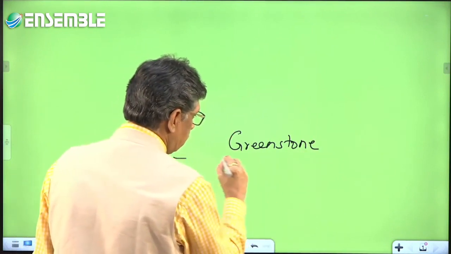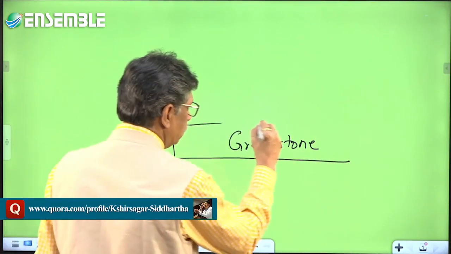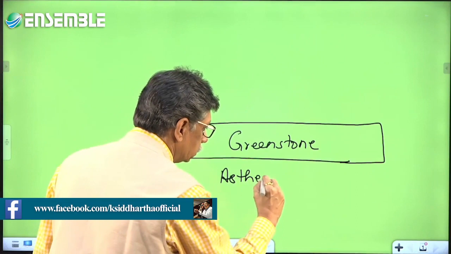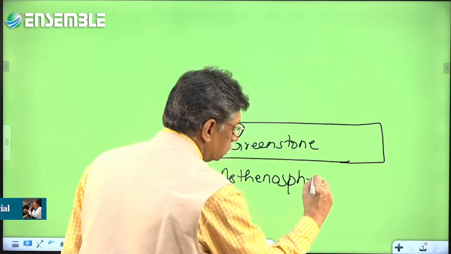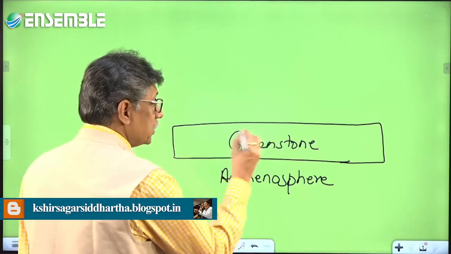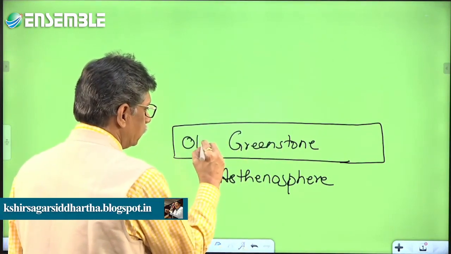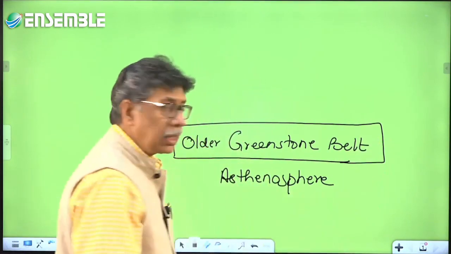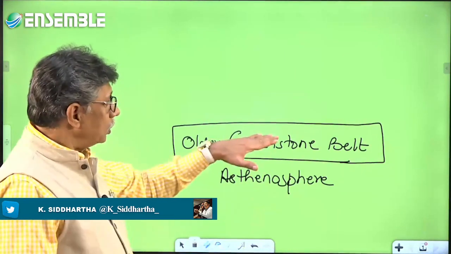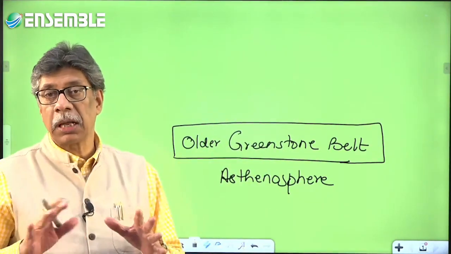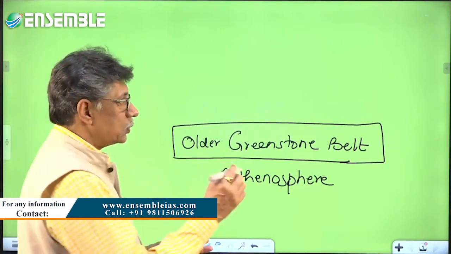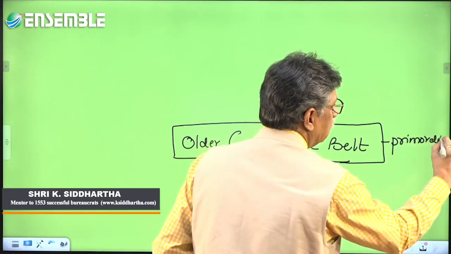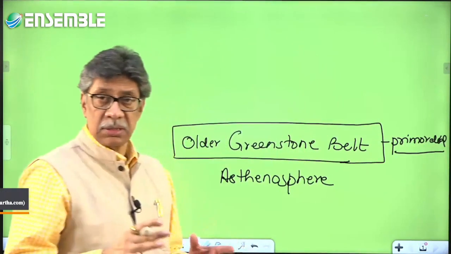Now, this was a layer that formed. This layer was floating on the underlying asthenosphere. The first greenstone that formed was called the older greenstone belt. That was the name that was given to it. An older greenstone belt was the relic of the primordial crust. Primordial means primitive, the first crust ever formed.